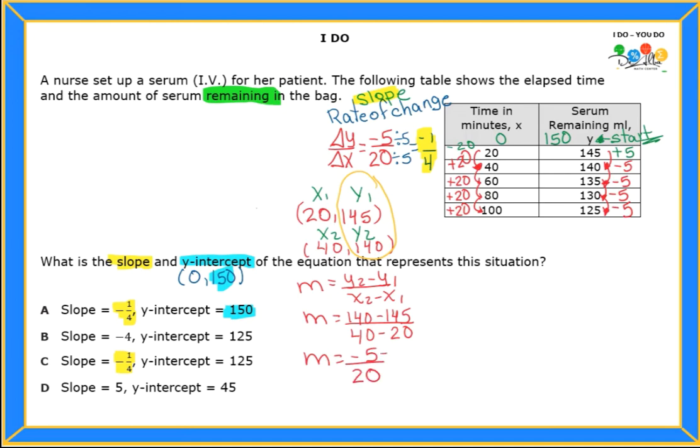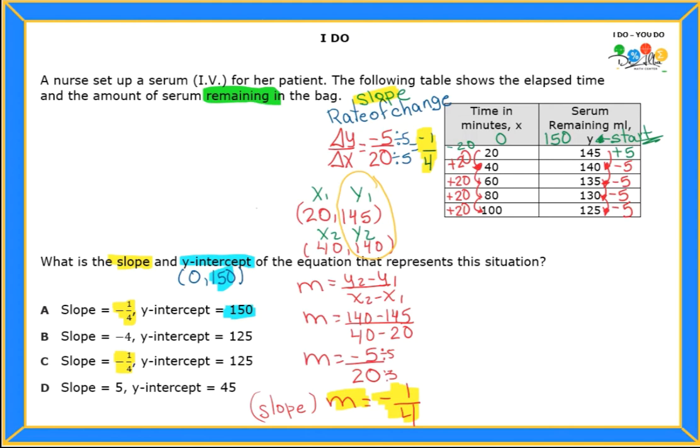If you simplify both of them by 5, I will get m equals negative 1 over 4, which is the same answer that I got earlier for rate of change. Why? Because we agreed that rate of change and slope are exactly the same. So this is the same thing as slope. Okay? What's the next thing that I need to do?